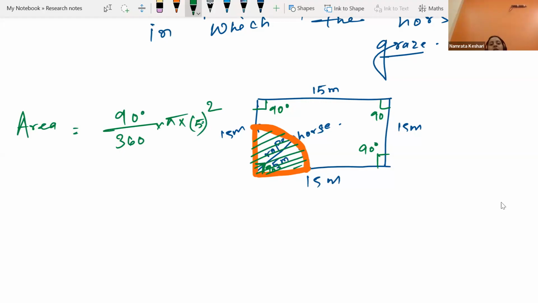Either you are finding it like this or you are doing pi r square by 4, you will be getting the same area. Basically this is also pi r square by 4. Either you are finding the area of this quadrant which the horse will be grazing, or you are taking just the sector's area formula theta by 360 into pi r square, it's the same thing. We'll be getting the area over here. Please find the area and tell me what the area is.